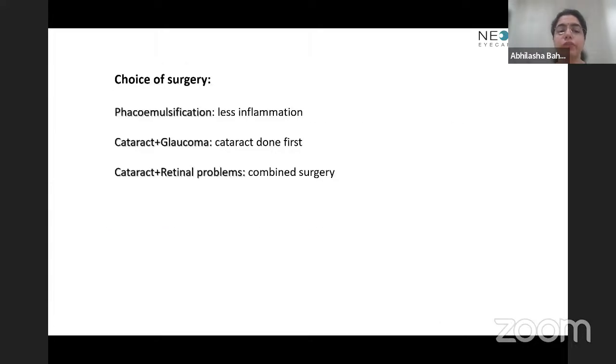Now, choice of surgery. Phacoemulsification is the obvious choice because it causes less inflammation, so wherever possible, phacoemulsification should be planned. When there is coexistent cataract and glaucoma, cataract should be done first, followed by glaucoma surgery. This is because if you do a combined surgery, inflammation due to cataract might fail the glaucoma bleb. So in these cases, we have to plan a sequential surgery. When there is cataract and coexistent retinal problems like an ERM, a combined surgery can be planned.